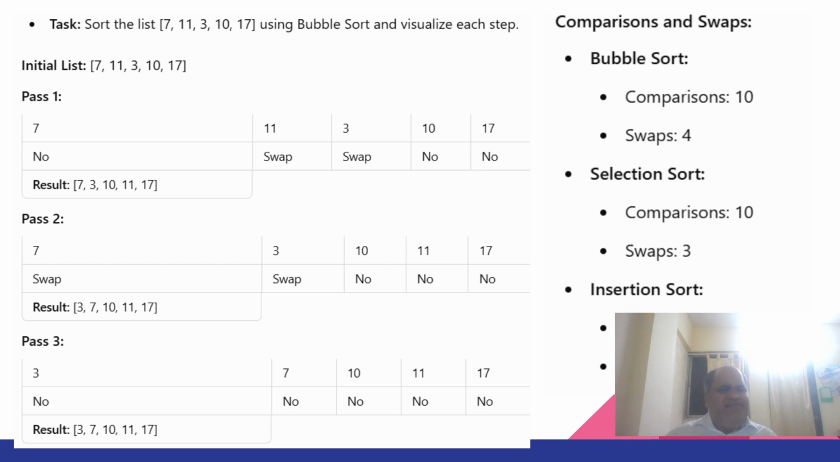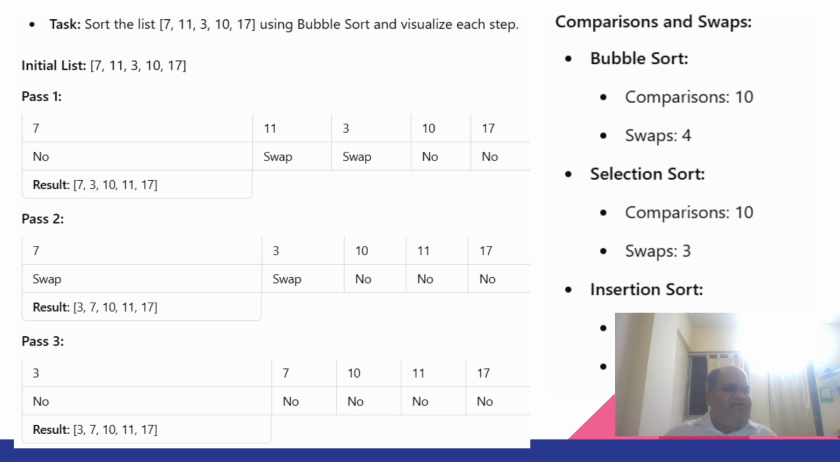Comparison will be anything wherever you are comparing the two numbers based on your looping constructs, right? Swap will be counted only when they are out of order and you are swapping them, right? And typically, more often than not, swap will be tested more frequently. So if you take this example, 7, 11, 3, 10, 17, let me do it for bubble sort, and you can stop this video here and do it yourself for selection sort with a pen and paper. And the same with insertion sort.